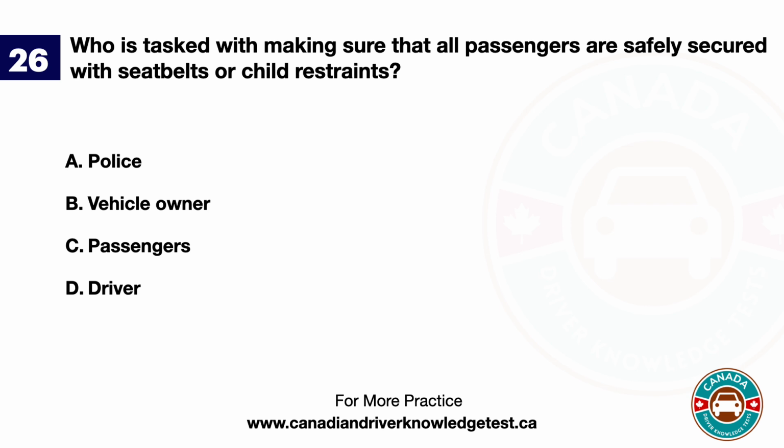Question 26. Who is tasked with making sure that all passengers are safely secured with seatbelts or child restraints? A. Police. B. Vehicle owner. C. Passengers. D. Driver. The answer is D. Driver.